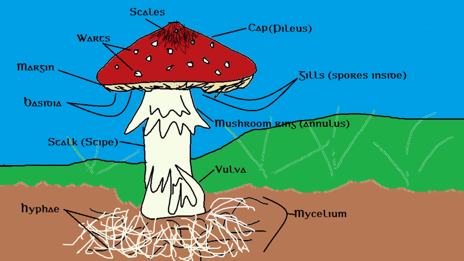Let's look at this drawing. We'll start from the top and go down from there. First up is the cap, or the pilus. The cap is the top of the mushroom that makes mushrooms easily recognizable. It can come in 9 different shapes.